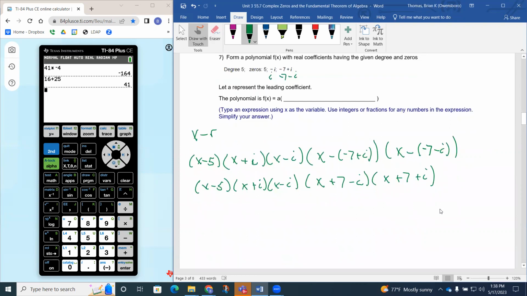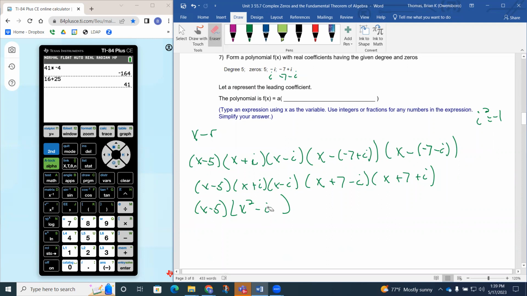So as we do this, the first thing I would probably do is the x plus i and the x minus i. So the x minus 5 is going to come down. Again, since there's a difference of squares, you're going to have x times x is going to be x squared. And then the i times the negative i is going to be negative i squared. But remember, by definition, i squared is equal to negative 1. So when I change this i squared to a negative 1, since there's already a subtraction sign there, that's going to turn that into actually a plus 1.